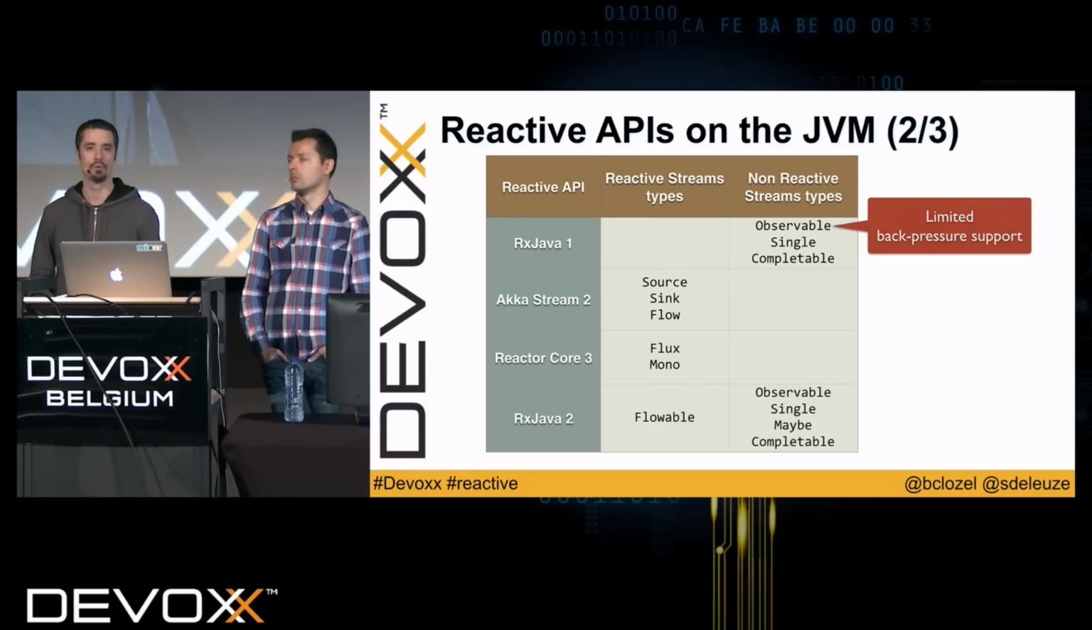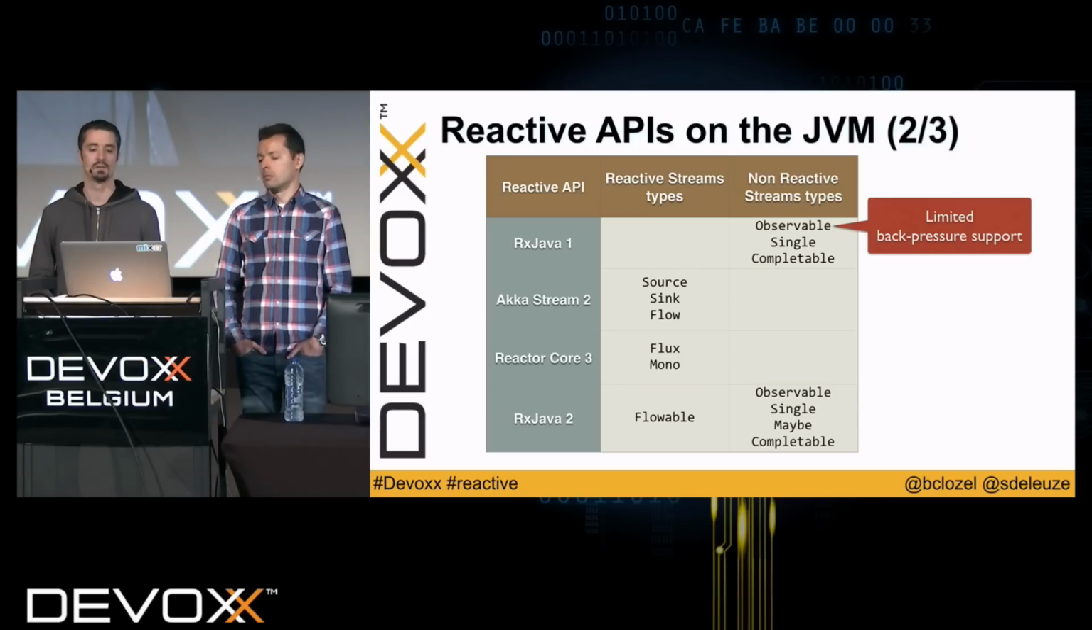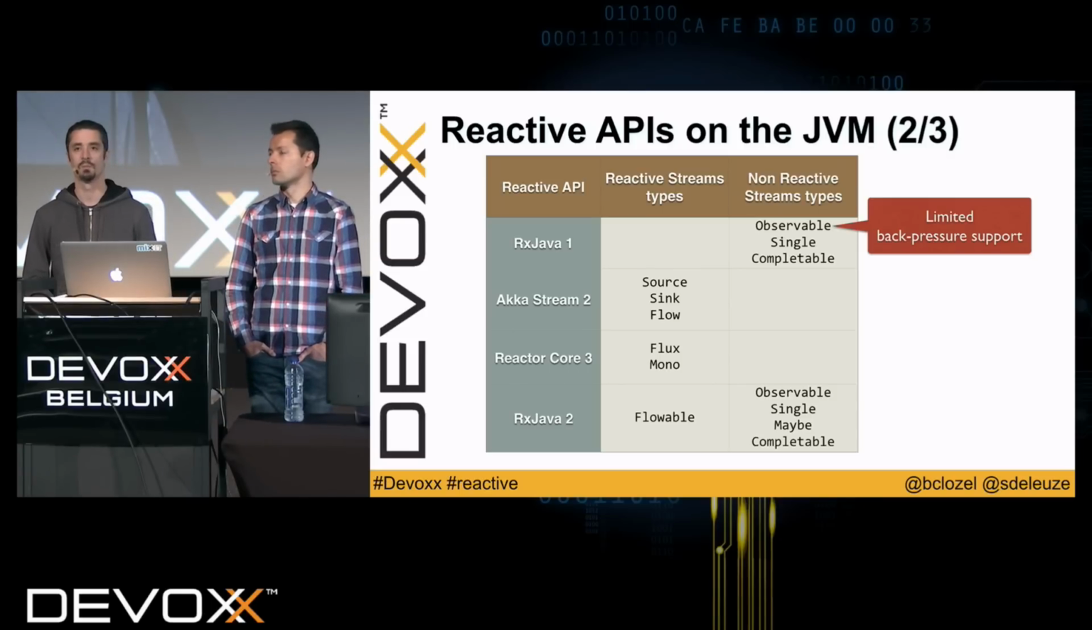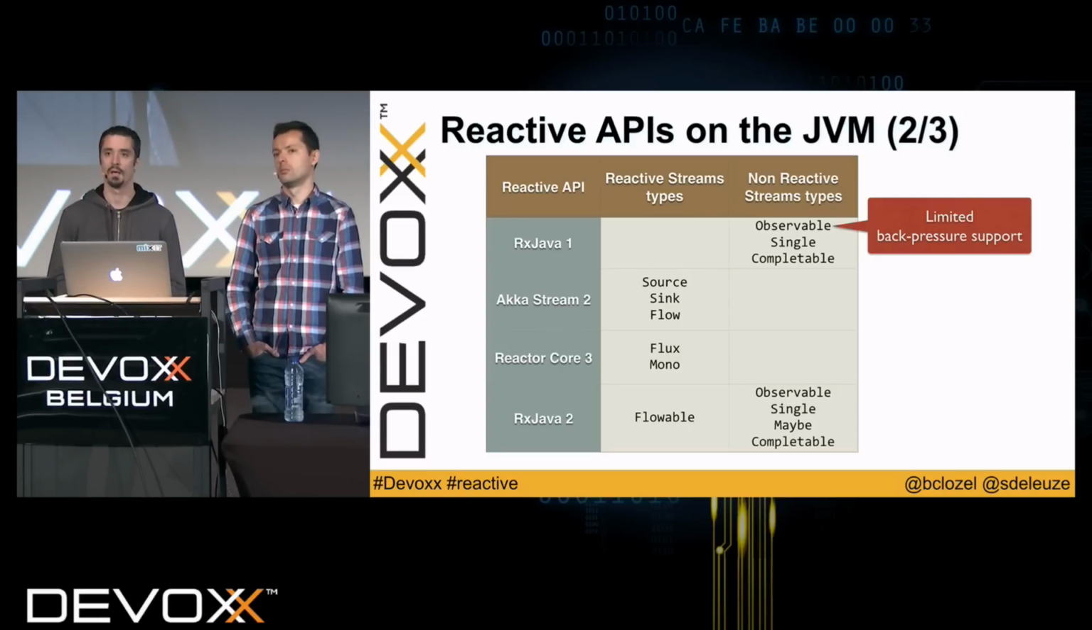They chose to draw the line between these two worlds because RxJava is coming from Reactive Extensions, which is also implemented in other languages. And this is a reactive API that does not support back pressure because for some use cases, for example, for some Android use cases, this is not always needed. And they chose to draw the line and to provide a Reactive Streams type, Flowable, and other types that do not provide back pressure support.